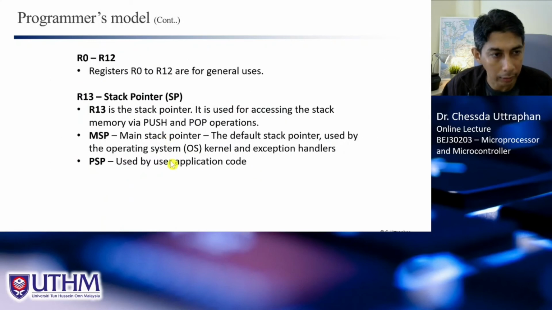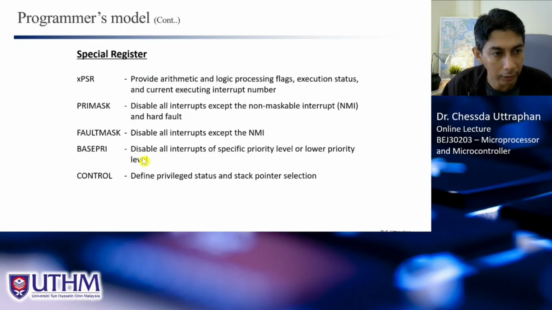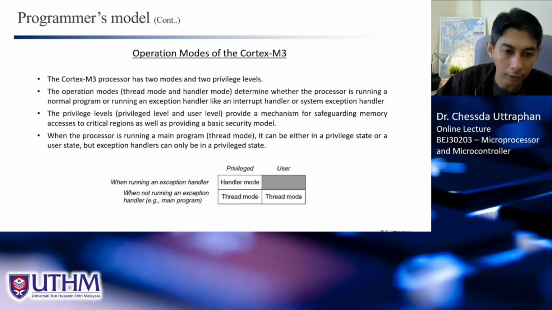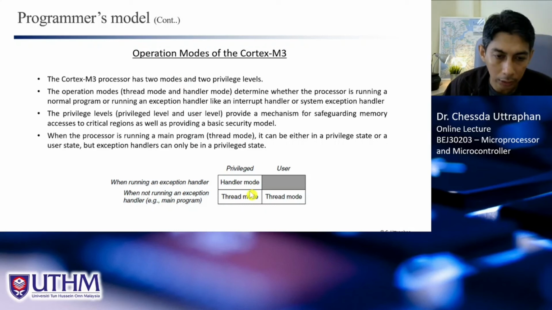Okay, I explained this already, so you can go back and read it. The special registers we have covered in detail. This is the operation mode. In the ARM microprocessor, we have two operation modes. The first is handler mode, and the second is thread mode. Handler mode is the mode for the microprocessor to process interrupts and exceptions, and thread mode is for running the program.